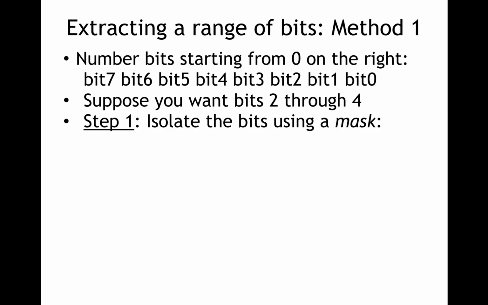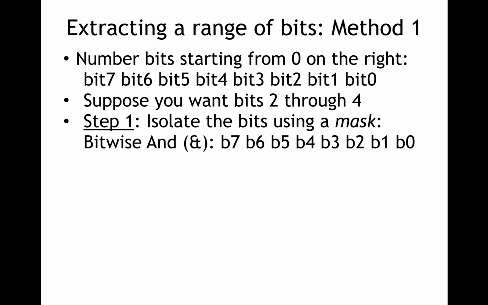We want to find a mask and use the mask to select the bits in the number. So the mask will be like this. If we want bit 2 to bit 4, we set 0 0 1 1 1 0 0, which means we set 1 if you want this position. Otherwise you just put 0.